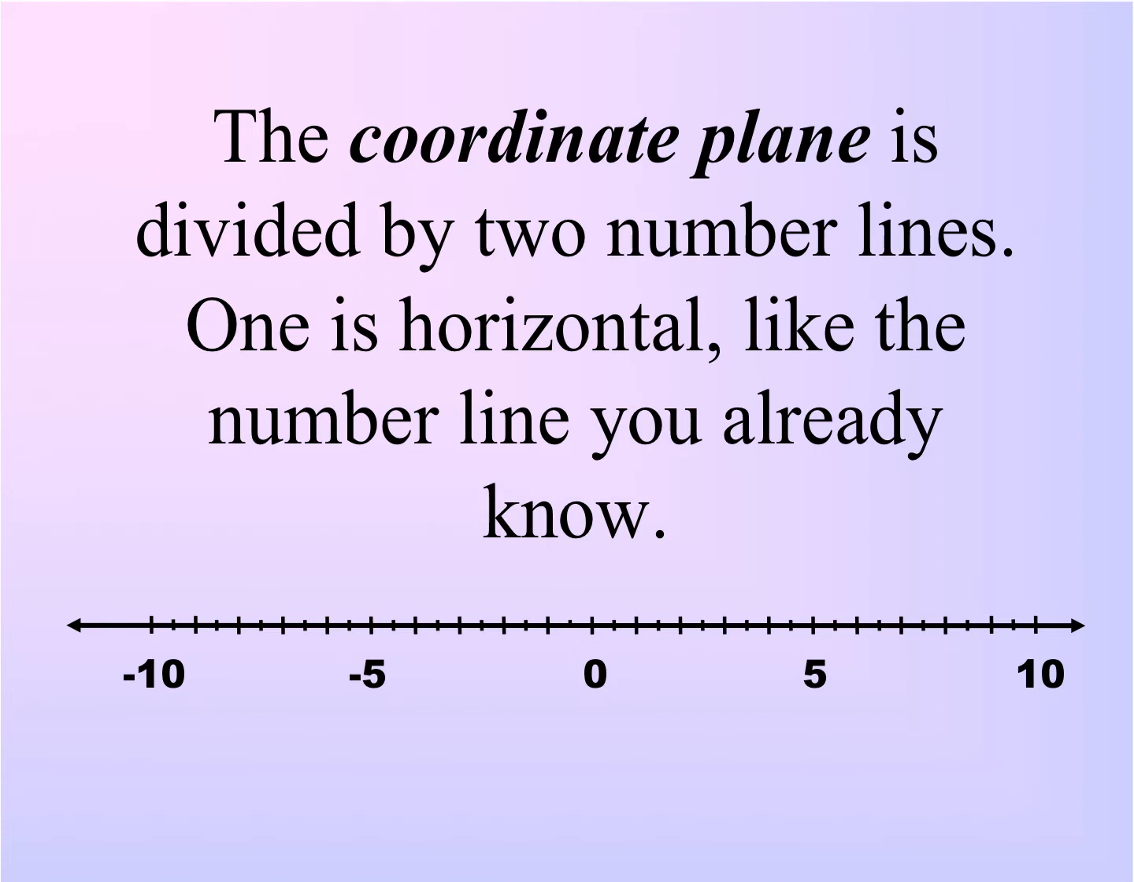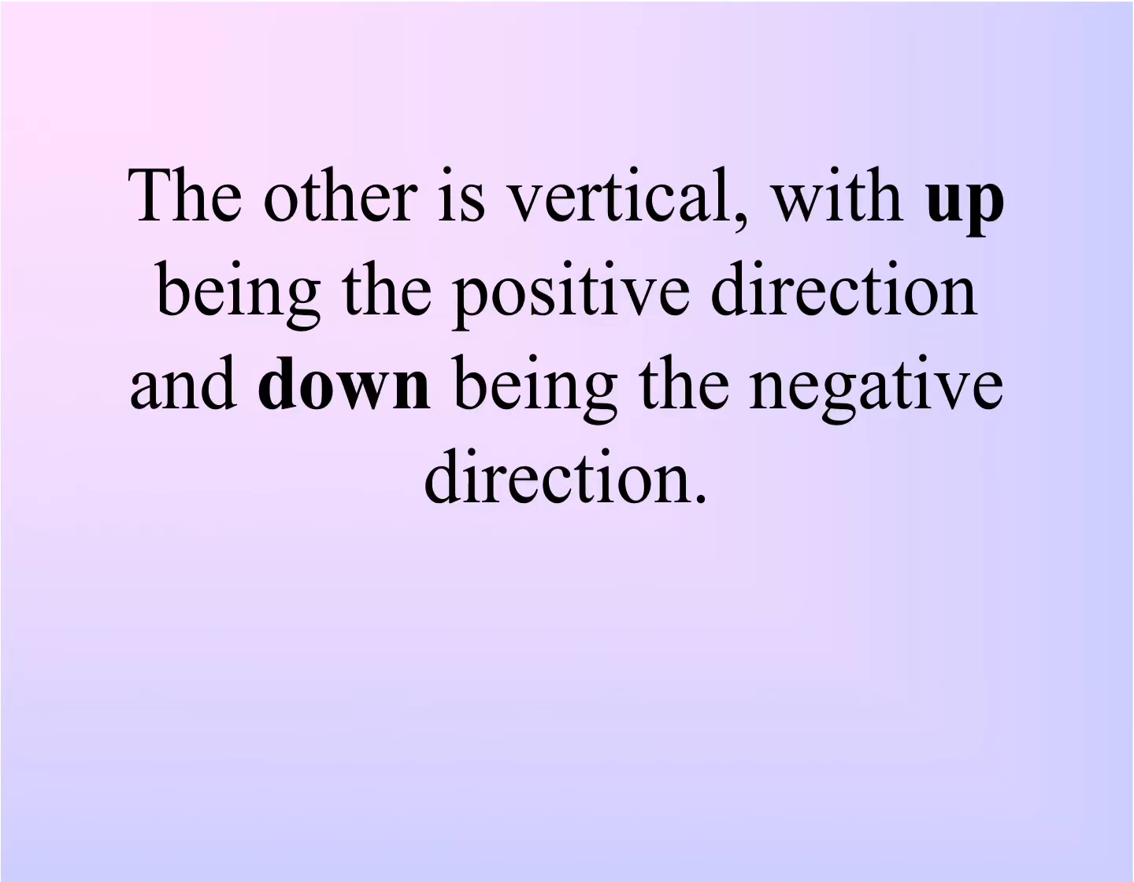Let's take a look here. Vamir, you want to read that slide? Yeah, for sure. And what did we say we call the horizontal axis? The x-axis. So our horizontal, just like a regular number line we know, is our x-axis. And the other is vertical, right, with positive and negative directions. And what do we call that one? The y-axis, right? It's going up and down. This is our y-axis.